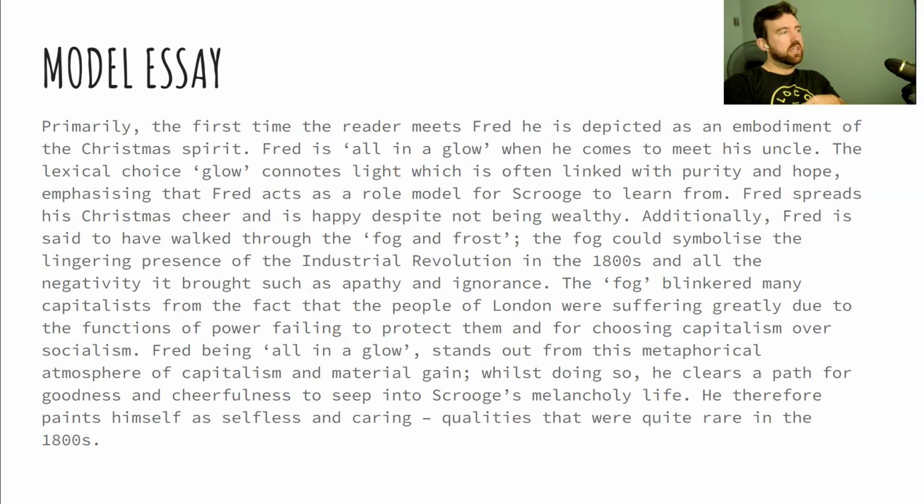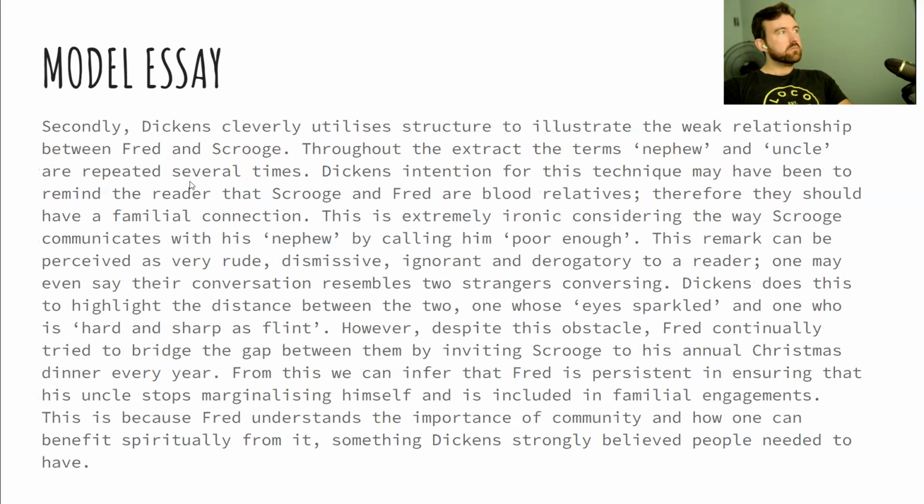And then the idea that Fred is all in a glow suggests that he sort of stands out against this foggy backdrop of London as someone that actually does have some goodness and cheerfulness, which were quite rare qualities in the 1800s. I'm not sure I'd fully agree with that, but definitely they were rare qualities in the upper class in the 1800s. So it's a great paragraph overall, well analysed, lots of good context. Fantastic.